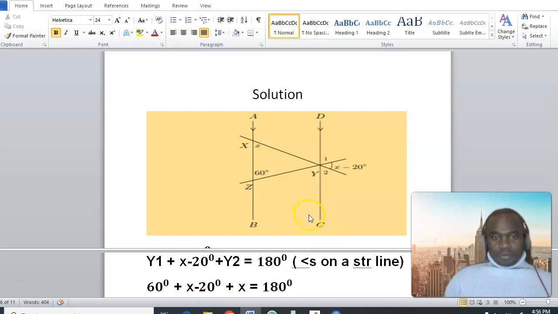Then y1, we know y1 to be 60 degrees. We've already calculated it. Same as this angle, plus x minus 20 degrees plus y2. We also said y2 is equal to x. This equals 180 degrees.